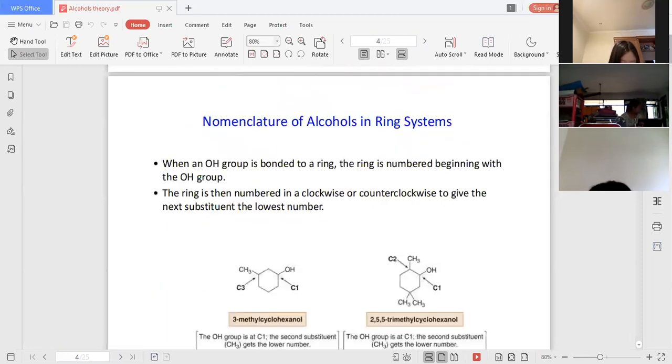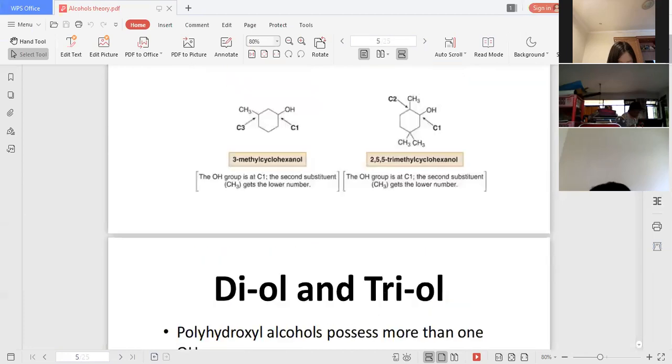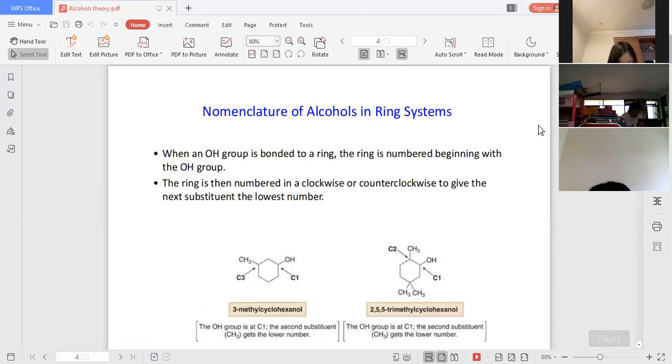Okay, and then next, how about nomenclature for alcohols in ring systems? When OH is bonded to a ring, the ring is numbered beginning with the OH group, meaning carbon atom number 1 is for the OH group. The ring is then numbered clockwise or counterclockwise to give the next substituent the lowest number.